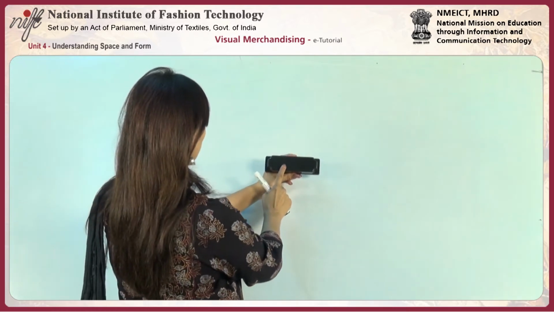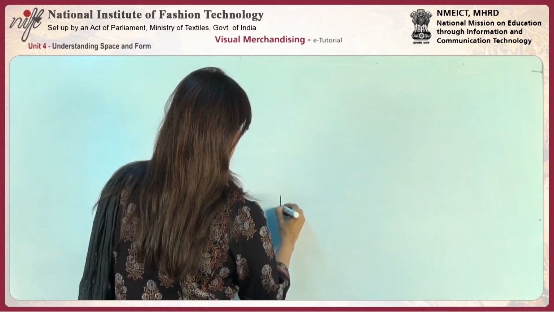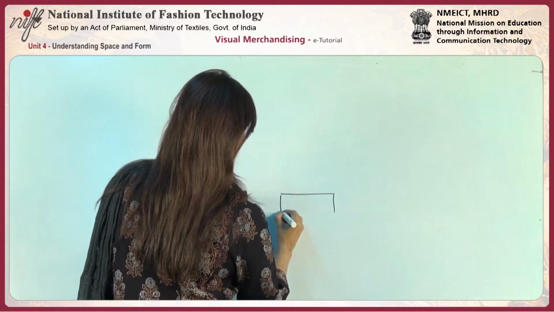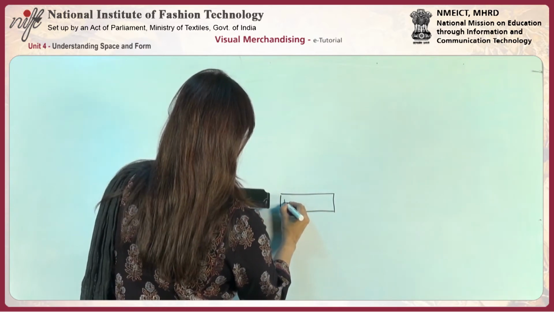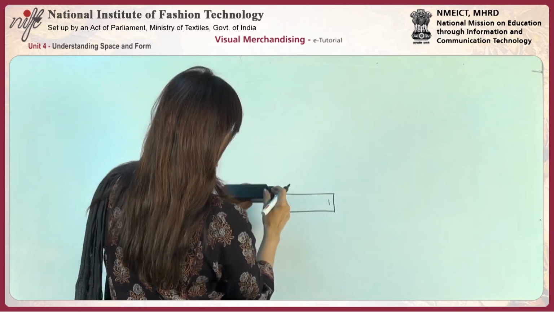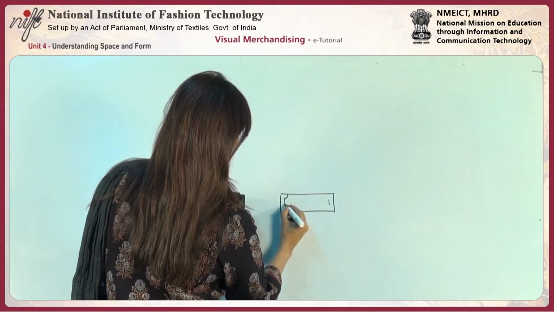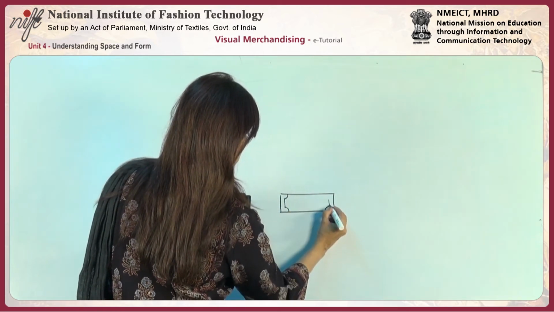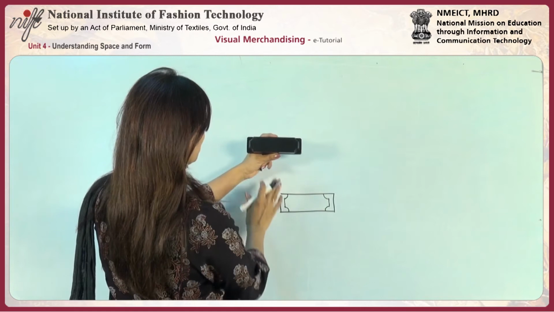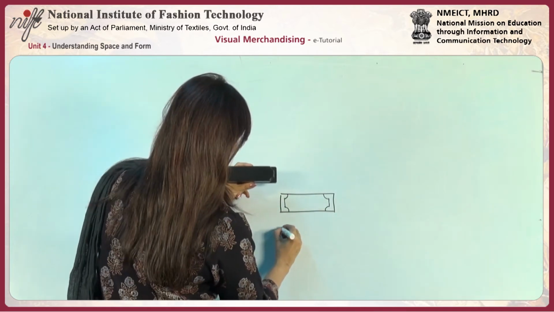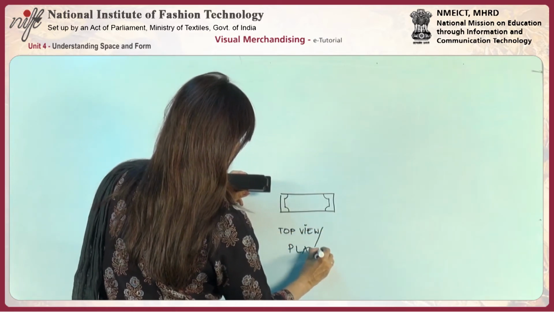This is our top view. This is how it looks from the top. So let's take the outer rectangle. So this is our outer rectangle. Then we have an inner rectangle with a curve at the edge. So this is how our top view of this duster looks. This is our top view or plan.